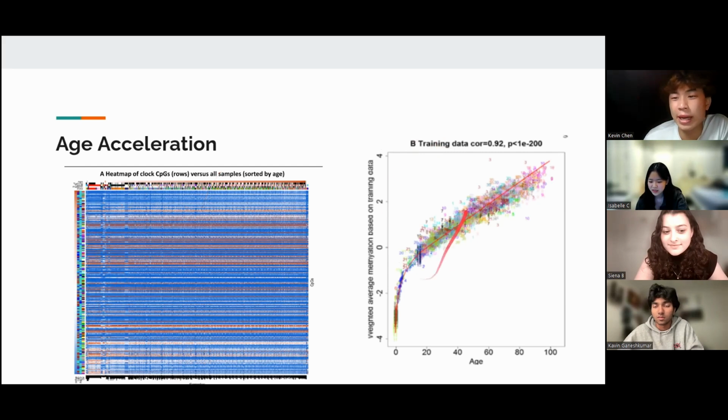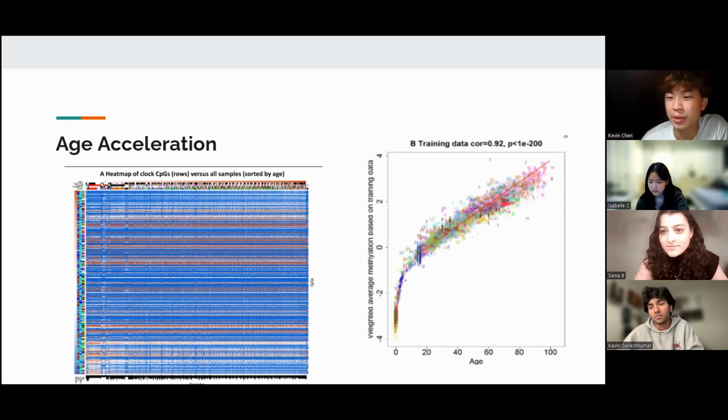And then on the right side, it shows age versus methylation age, and the slope is actually age acceleration. So the higher the slope, the higher the age acceleration. You can see that from 0 to 20, the age acceleration is really high, but it kind of levels out as you get older.